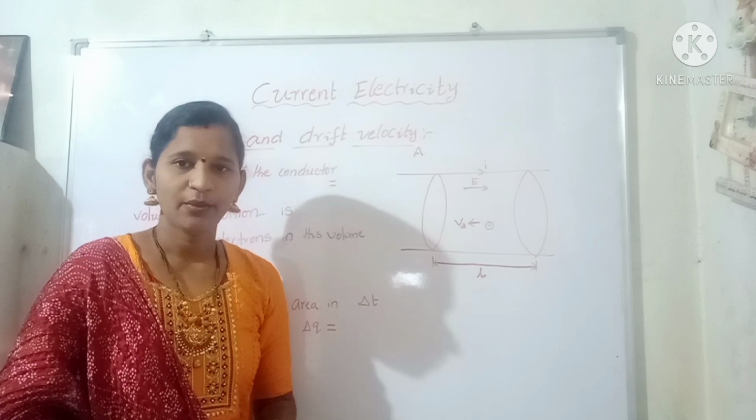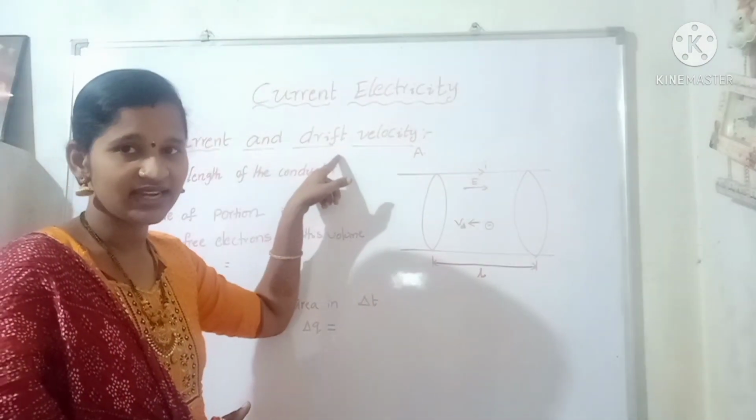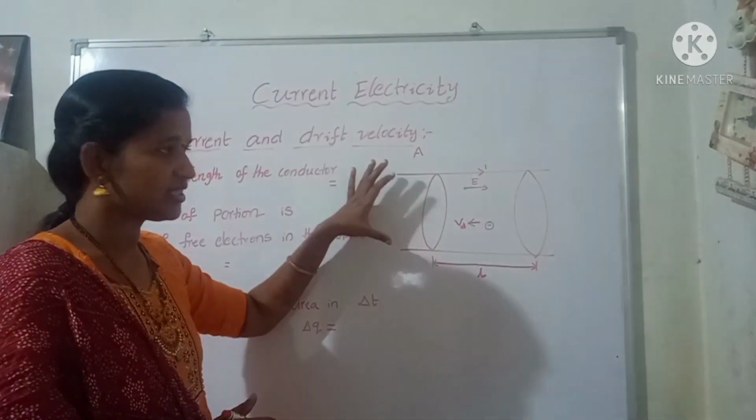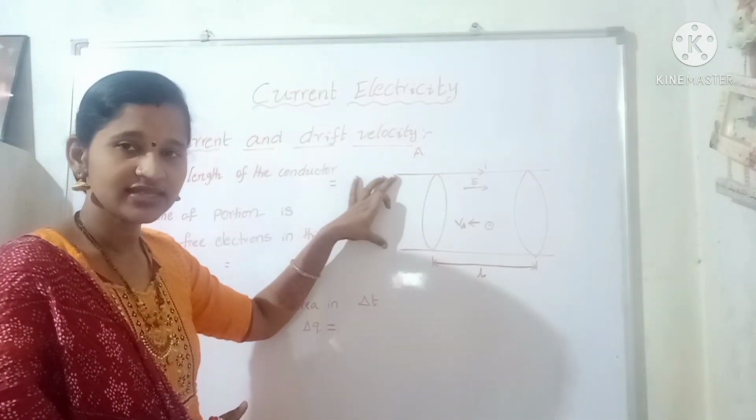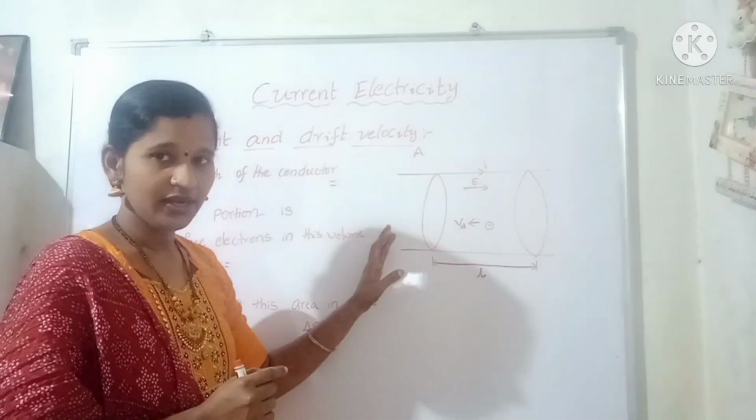In this video I am going to discuss the relation between current and drift velocity. First, see the diagram. We are taking a cylindrical conductor that is connected to a battery.